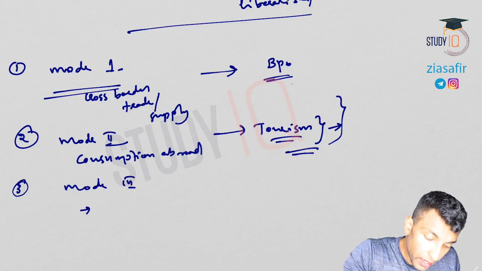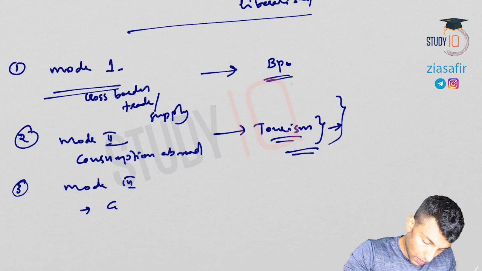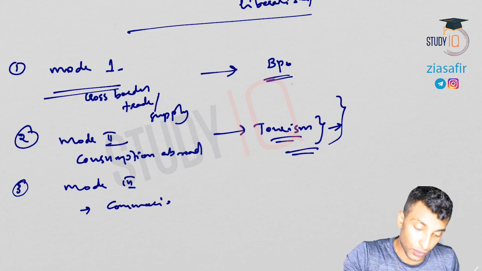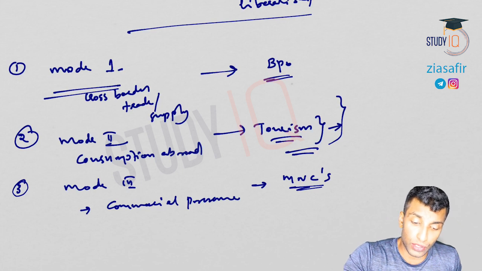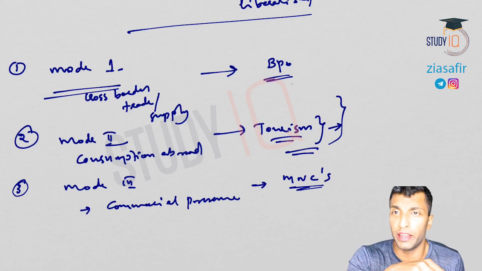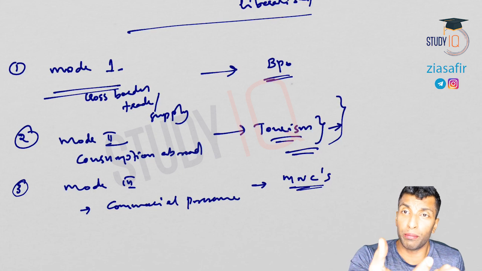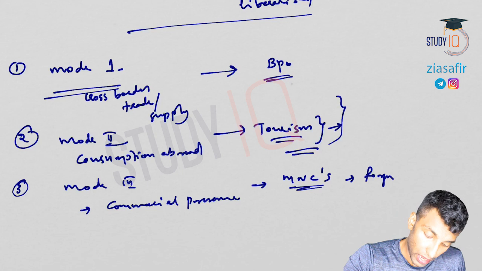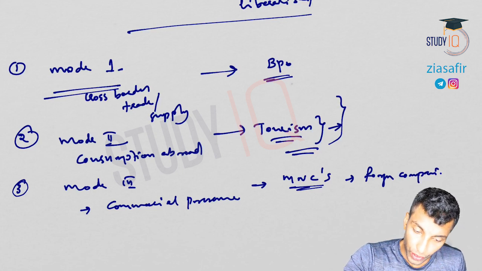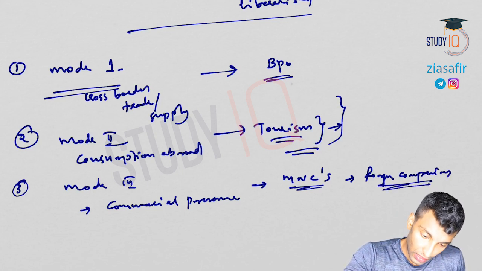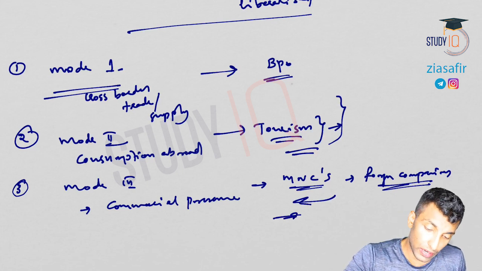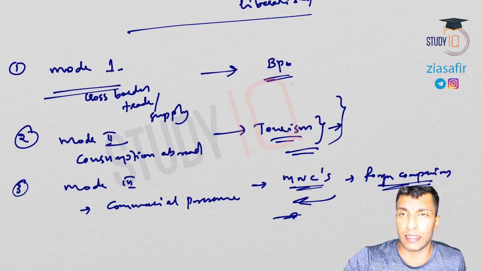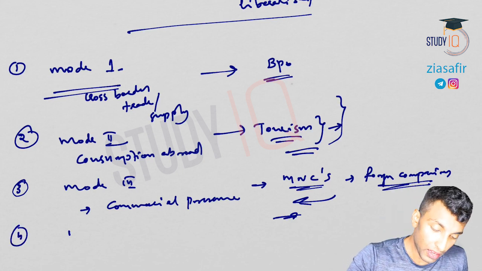Now what about mode 3? Mode 3 is commercial presence, okay? So when you talk about commercial presence, it's all about MNCs. So the foreign companies which are present in India, for example, the foreign banks like Citibank, all these are examples, okay? So MNCs, that means foreign companies. So the foreign company subsidiaries which are offering services, etc., will come here, right? So foreign banks like HSBC, Citibank, etc., will come under this.